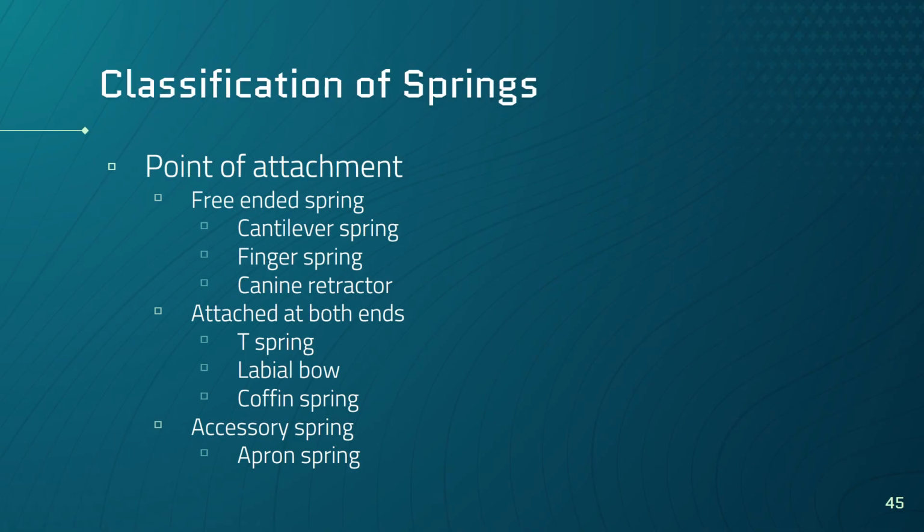And you can also classify springs according to the point of attachment. Now, if the spring is attached at only one end, then it works on the cantilever principle, and the examples are a cantilever spring, finger spring, and a canine retractor. Now, the springs may be attached at both ends, for example, as in a T spring, a labial bow, or a coffin spring. And the third category, the spring may just be an accessory spring, for example, as we saw, the apron spring.